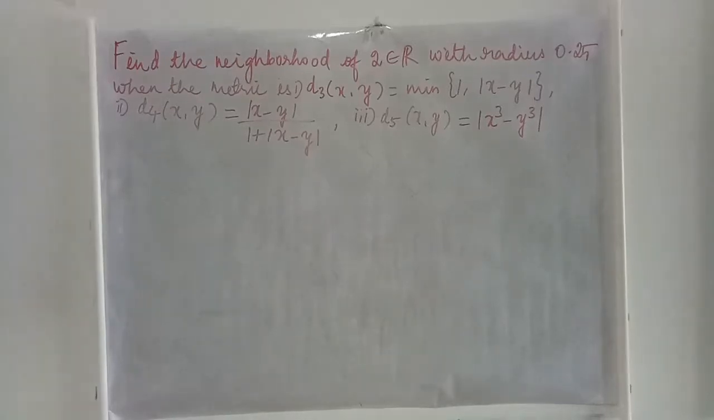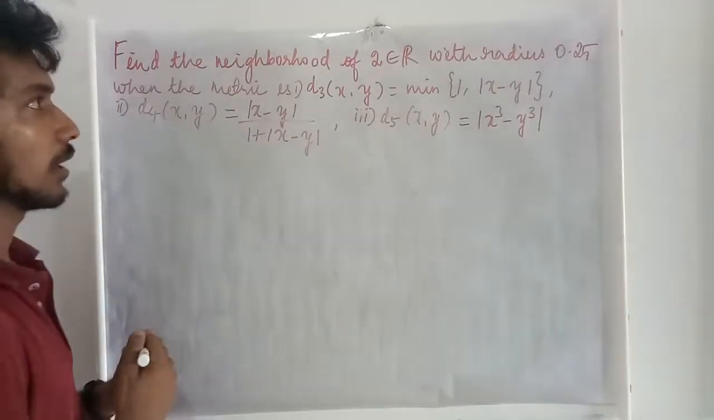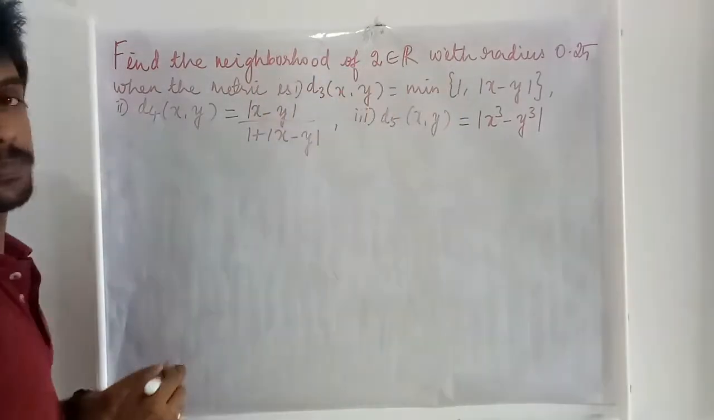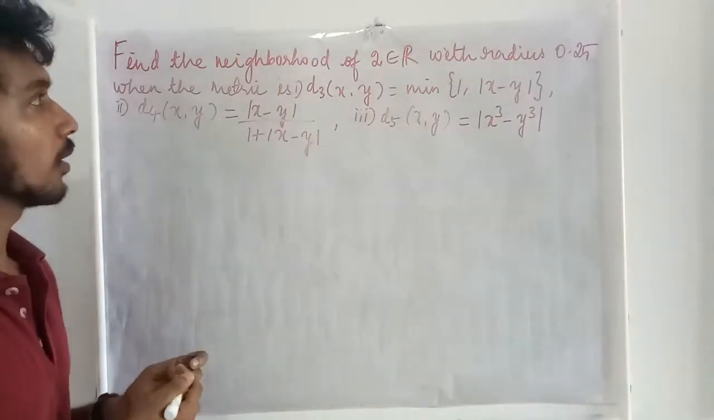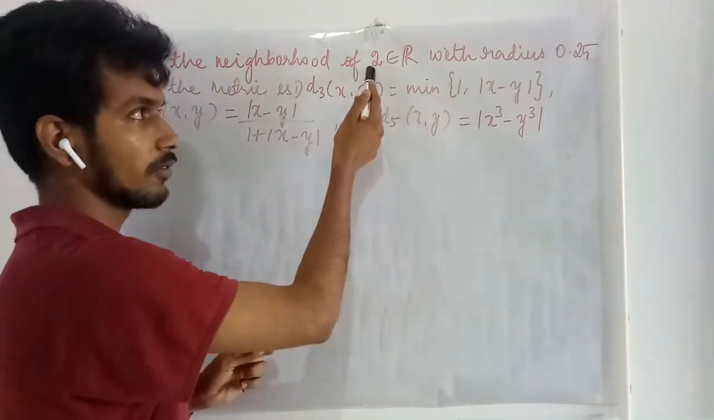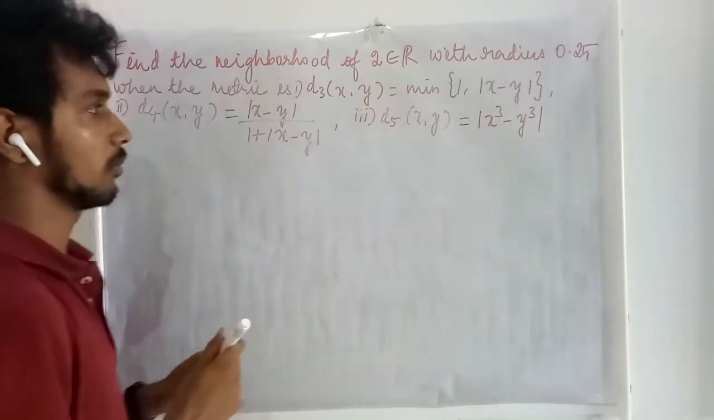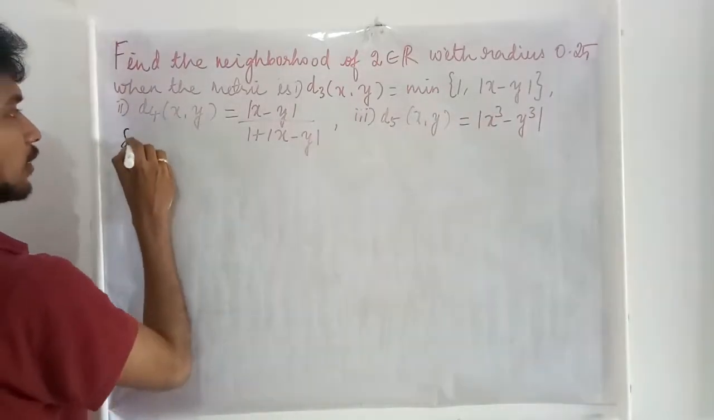Continuation to the previous video. In this video also we are going to find out the neighborhood in the real line only. Here in this problem we are asked to find out the neighborhood of 2 with radius 0.25 when the metric is defined in different formats. Now let us find one by one.